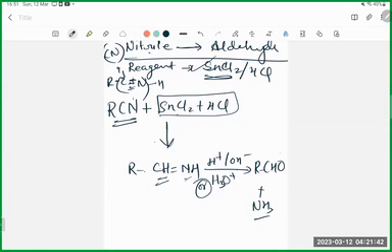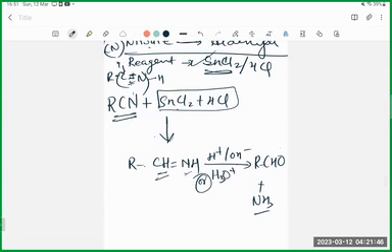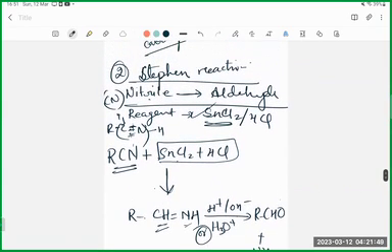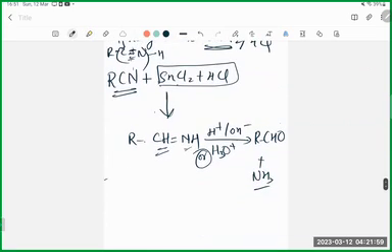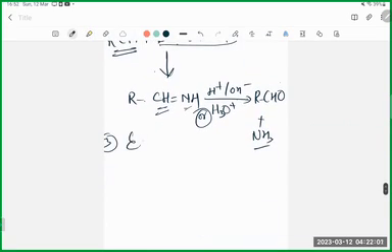Yes, ma'am. Okay. Any confusion in understanding this reaction? What do you call this naming reaction? Stephen reaction. Okay. Next, the second naming reaction we have is the Etard reaction.